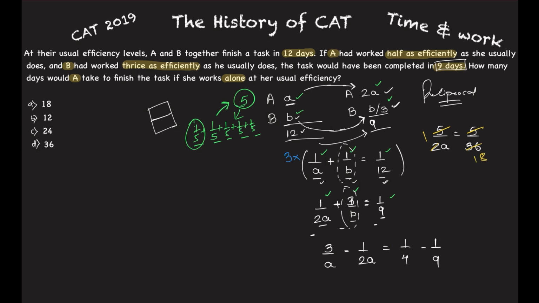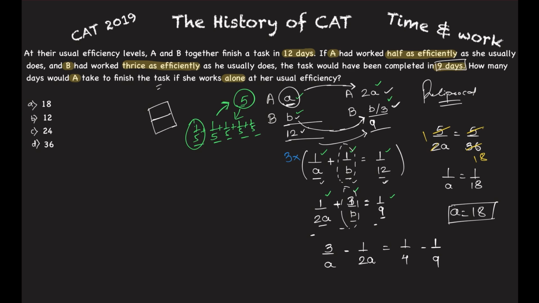Okay, so 1 by a is equal to 1 by 18, which means A does 1 by 18 of the work in one day. So A will take what? 18 days to finish the work, and that's it. So A working alone, this A, that was what was asked, right?